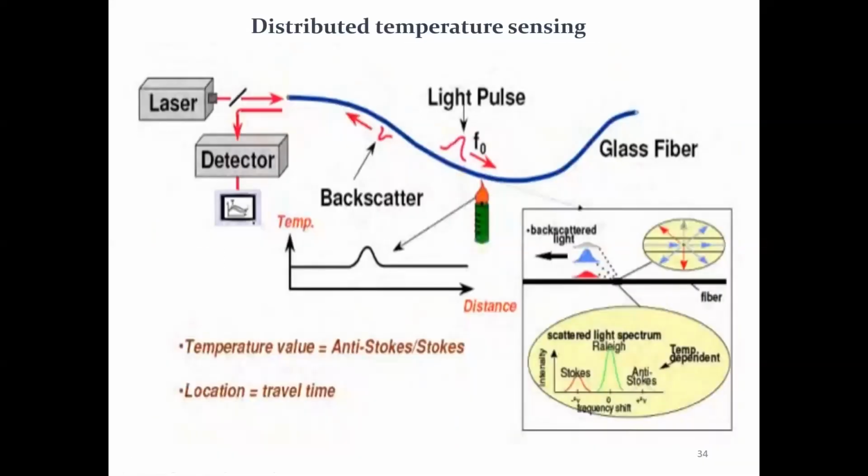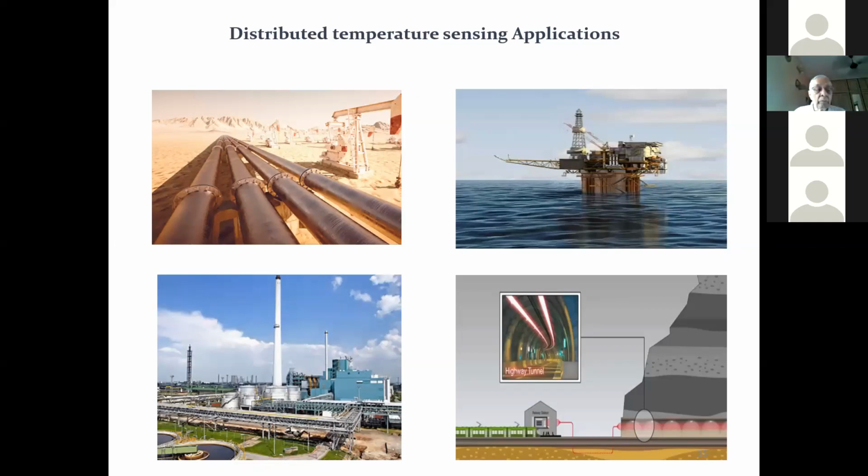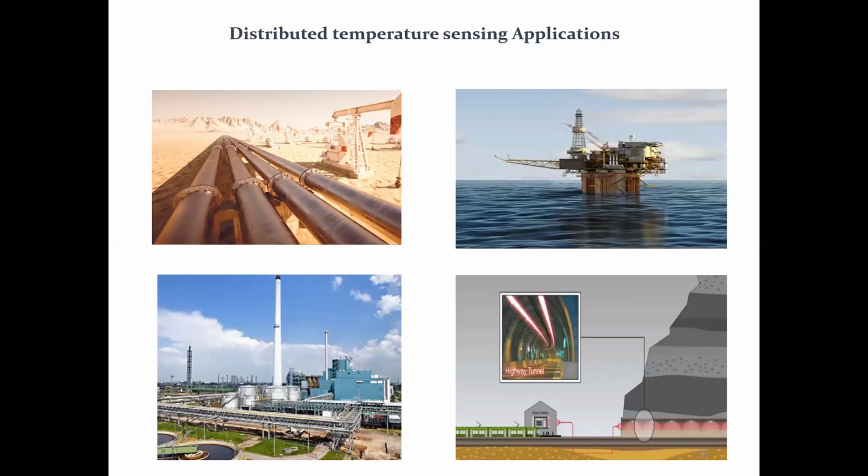Okay. And what are the applications of distributed temperature sensing? We can see long pipelines, oil and gas wells, and oil fields inside the sea, where information on changing temperature is very much required. These are the typical applications of distributed temperature sensing.